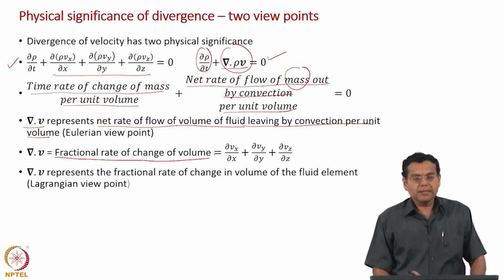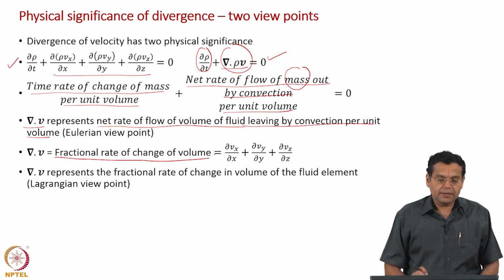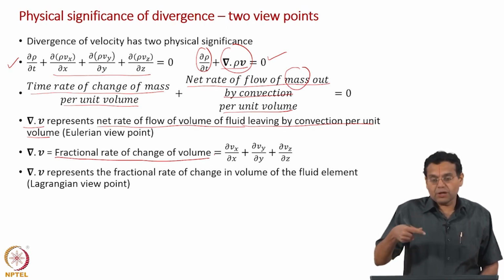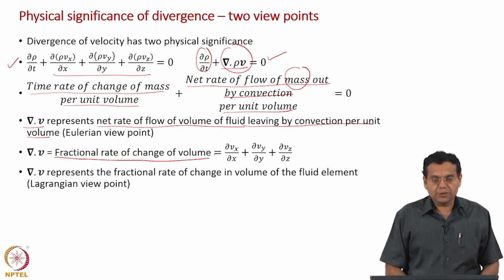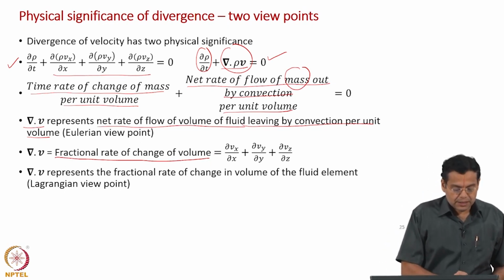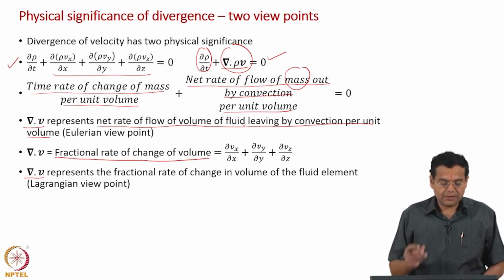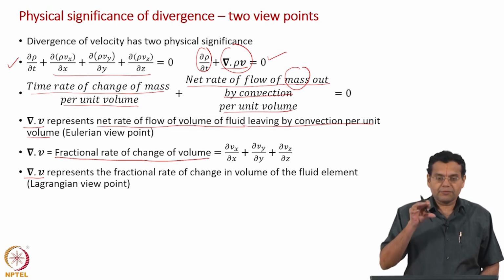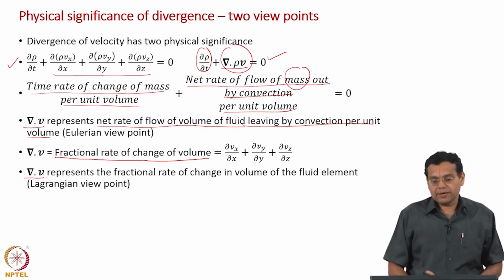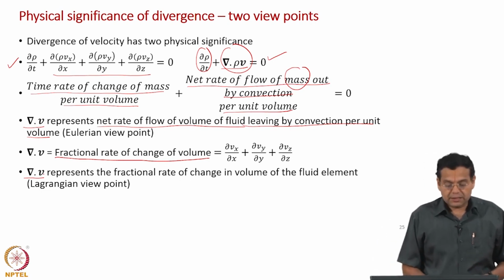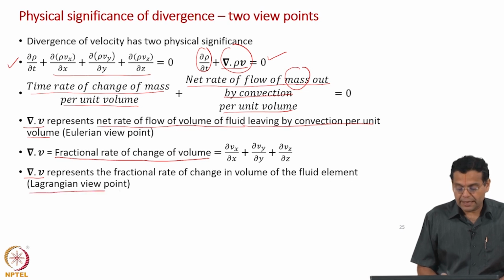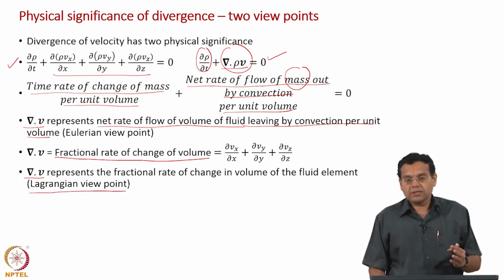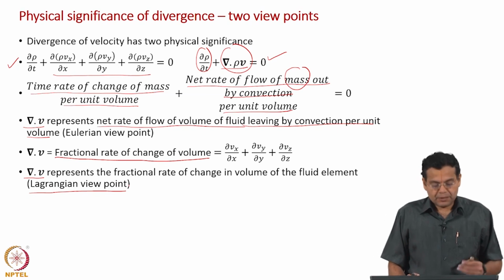If you have a fluid element, and you are following the fluid element, the rate of change of volume of that fluid element, of course per unit volume, is represented by del dot V. So, another physical significance of del dot V is that it is the rate of change of volume of a fluid element as you follow the fluid element, normalized per unit volume. This viewpoint is a Lagrangian viewpoint. The first one was in terms of an Eulerian viewpoint.